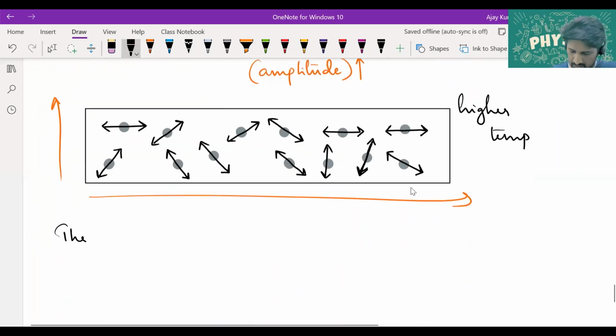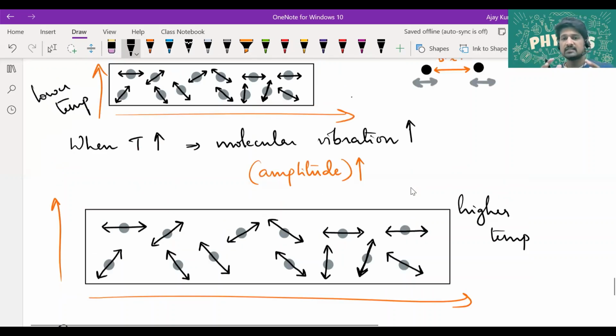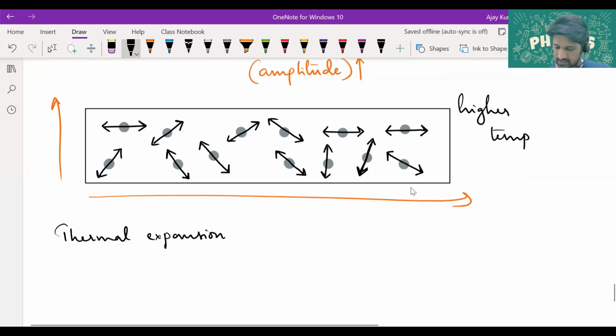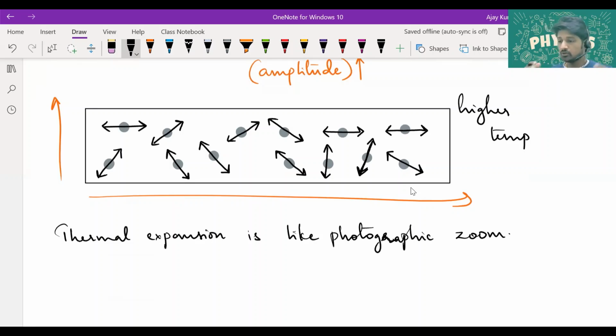So remember, thermal expansion. See, what did I do here? I copy pasted the image, or the diagram, and then just enlarged the diagram. Okay, I zoomed in. Thermal expansion is exactly like that. Thermal expansion is like photographic zoom. So if you want to imagine an object which undergoes thermal expansion, just imagine it being zoomed in. If you want to imagine an object which undergoes thermal contraction, imagine zooming out. That's all. That will help you visualize thermal expansion and thermal contraction.